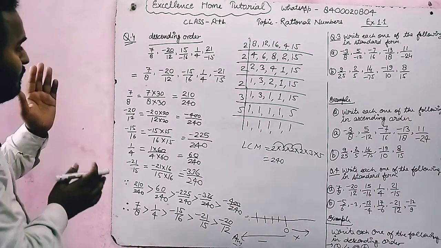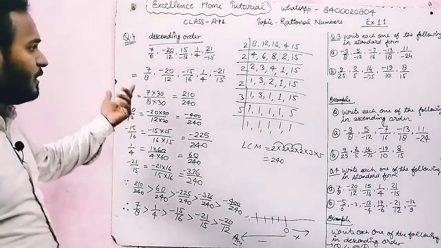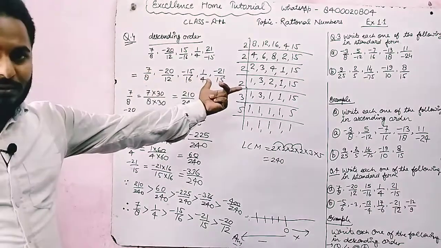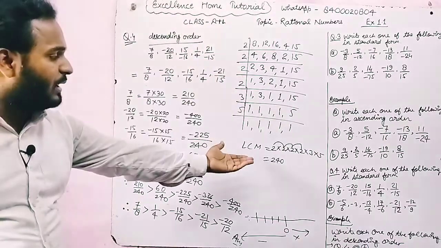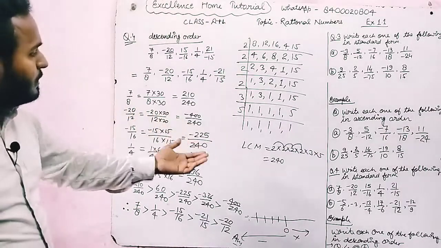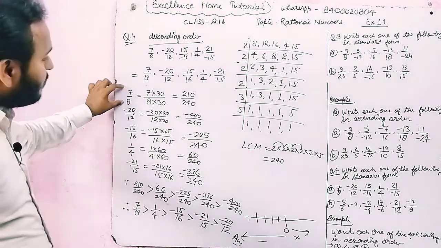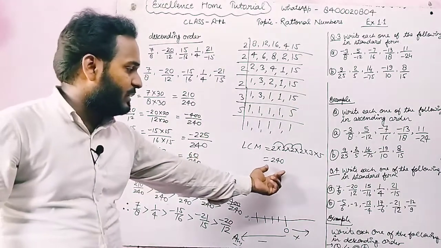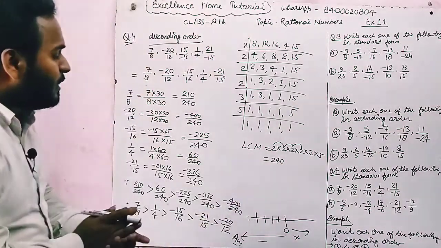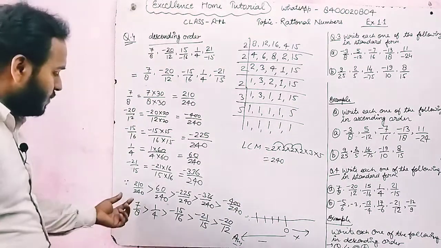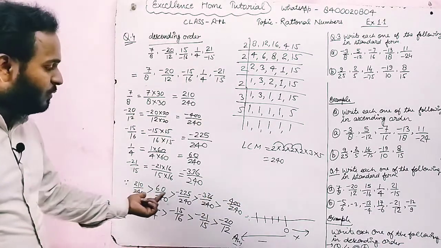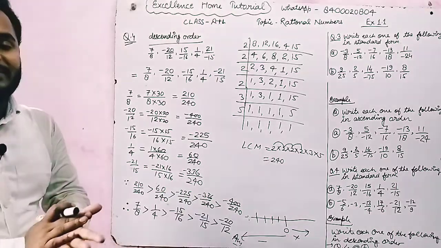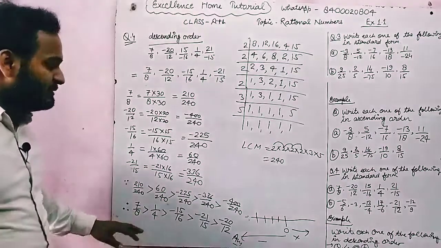So this is the solution of this question in descending order. The method is, first of all, make the denominator positive. After that, take the LCM, and you can find the equivalent rational numbers whose denominator is equal to the LCM. After that you can compare these numbers, basically the numerators, and write down the answer.